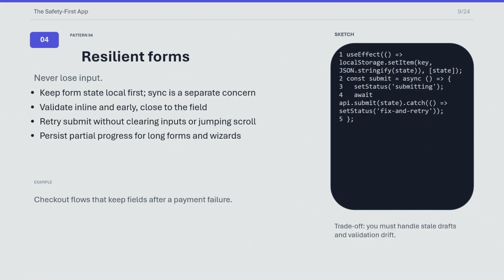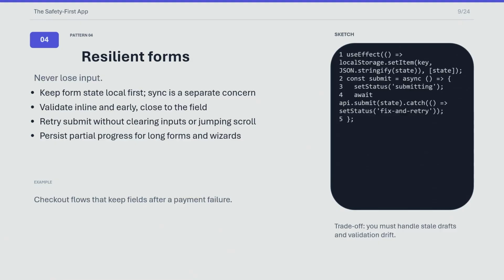And validate inline and early, close to the field. Have retry submit done without clearing inputs or jumping scrolls. Another very common problem users have is when they try to retry a submit, there are often small caveats, and sometimes it clears the inputs before they can retry with the same fields again. So these are some key considerations. And persist partial progress as well, especially for longer forms or wizards, as mentioned before.